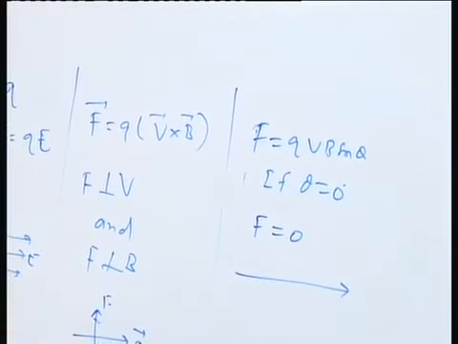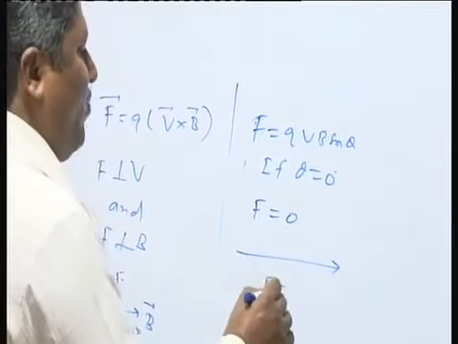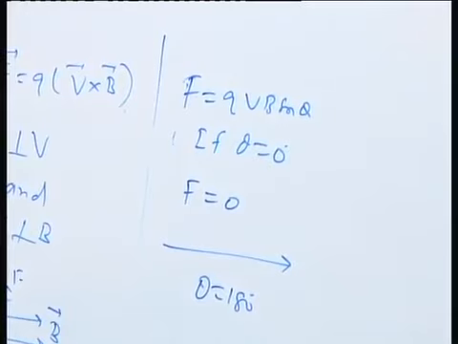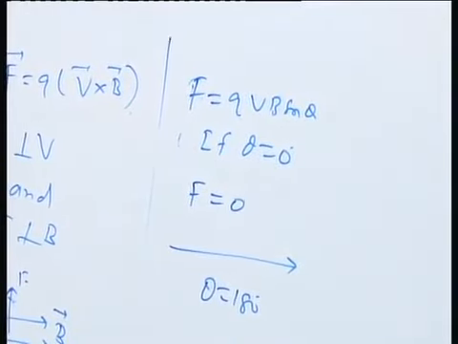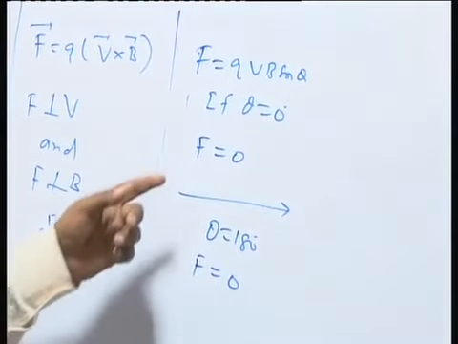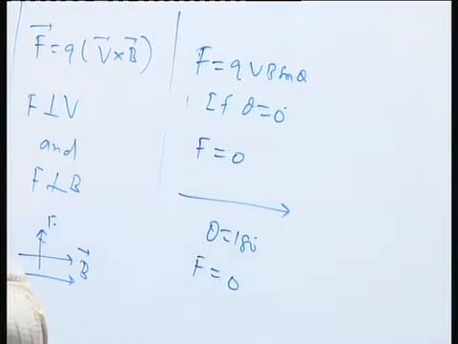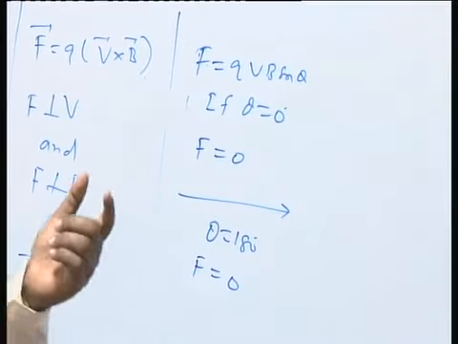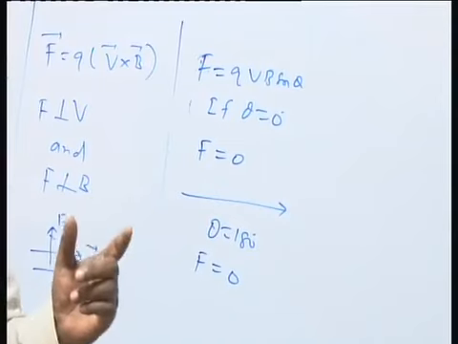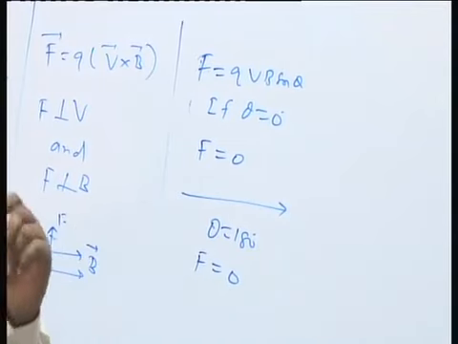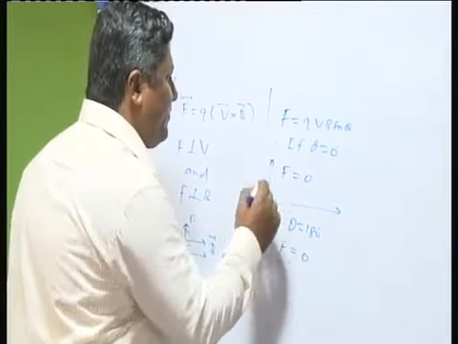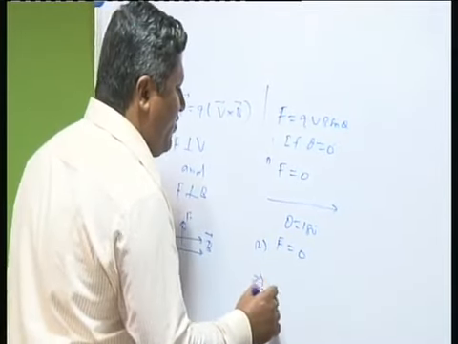Even if you take theta equals 180 degrees, that is velocity and magnetic field are in opposite directions, in that case also the force on a charged particle is 0. So these two cases show that whenever a charged particle enters in the direction of the magnetic field or in the opposite direction to the magnetic field, it does not experience force, and in these two cases the particle moves along a straight line path.